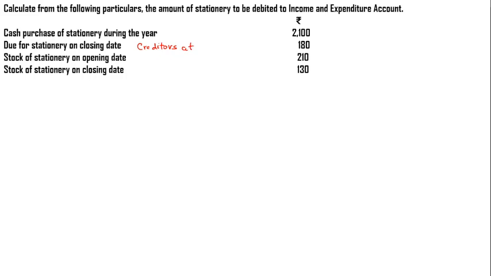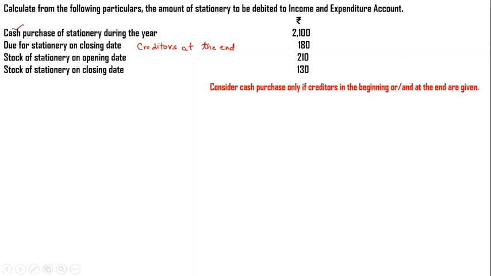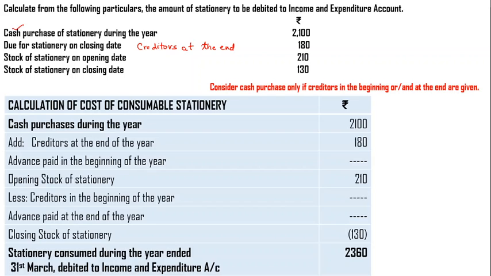So as I said, when you are given the cash purchase, of course you have to look for creditors. If something related to credit is given, creditors in the beginning, creditors at the end, definitely it is to be considered. So the same note, and then you have cash purchases, you started with cash purchases here. So creditors at the end, creditors in the beginning, all this stuff.